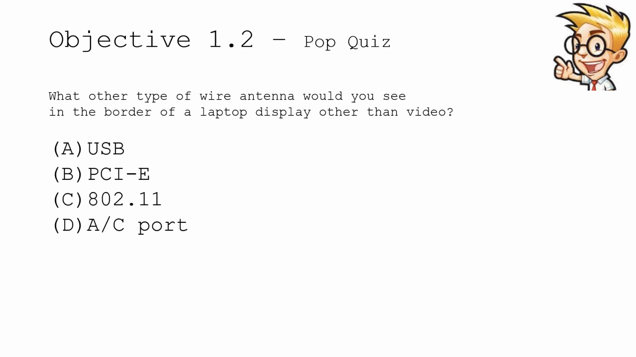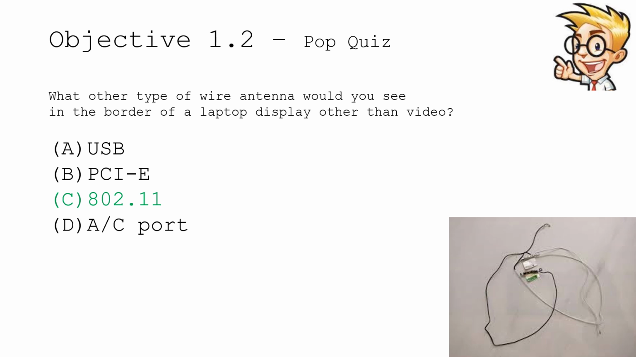Let's take a pop quiz. The question is, what other type of wire antenna would you see in the border of a laptop display other than video? A, USB, B, PCI Express, C, 802.11, or D, AC port? And the answer is 802.11. If you remember that picture, we had all those wires. Yes, 802.11, or the wireless adapter, is very commonly wired up to the top of a display.